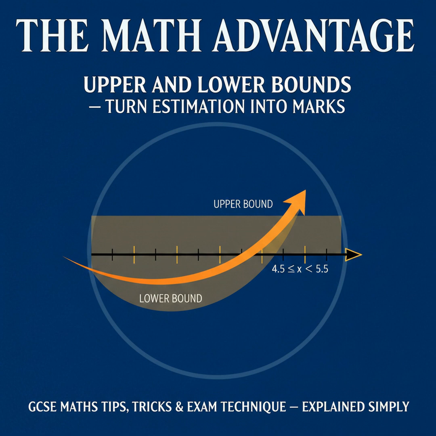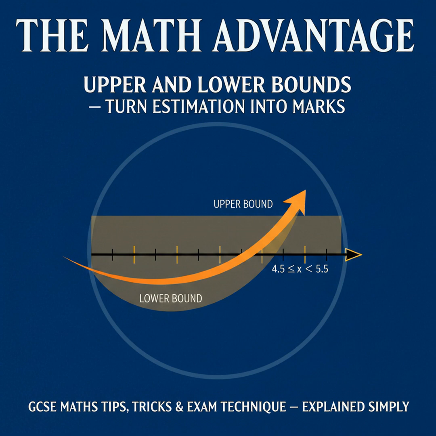Now, an example that causes trouble. A rectangle with length 2.3 centimeters to 1 dp and width 4.1 centimeters to 1 dp. First, find the bounds for each measurement. Length is 2.25 ≤ L < 2.35. Width is 4.05 ≤ W < 4.15. Then area A = L × W.